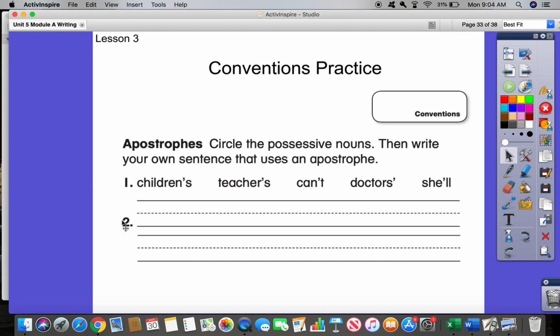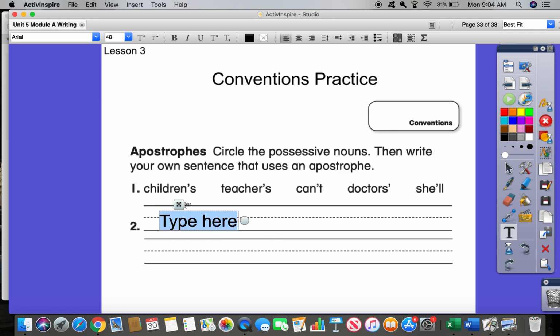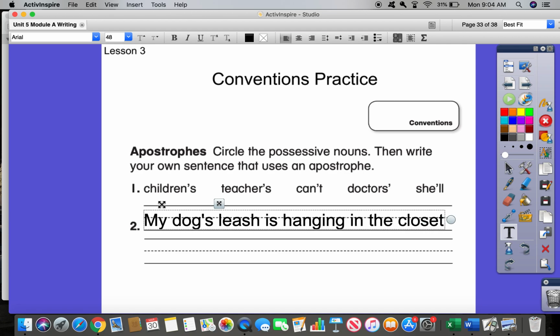And then for number 2, you can type in any one of these words, or you could come up with your own. Your word has to use an apostrophe. So for example, I could just show you, if I were to type in, I could say, my dog's leash is hanging in the closet. Okay, so in this case, this would be possessive. It shows ownership. The leash belongs to the dog.